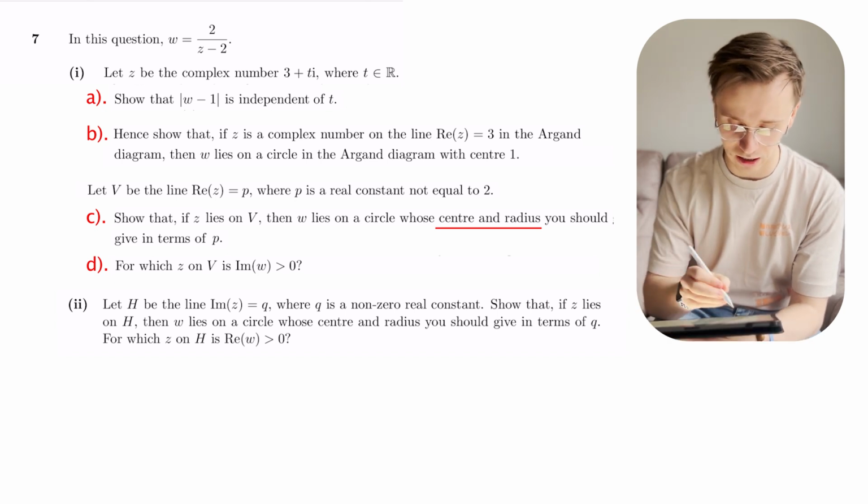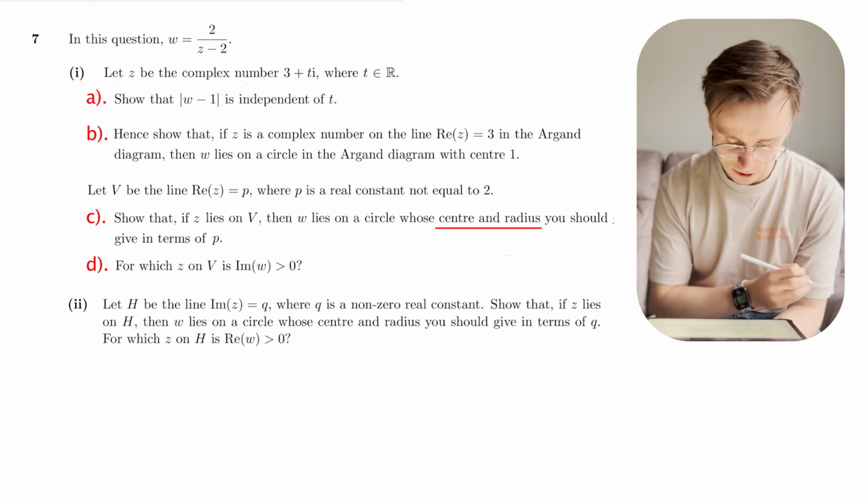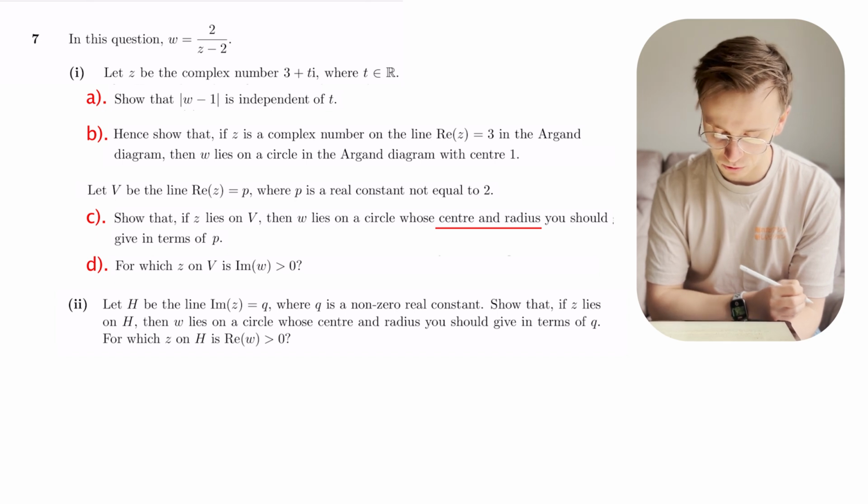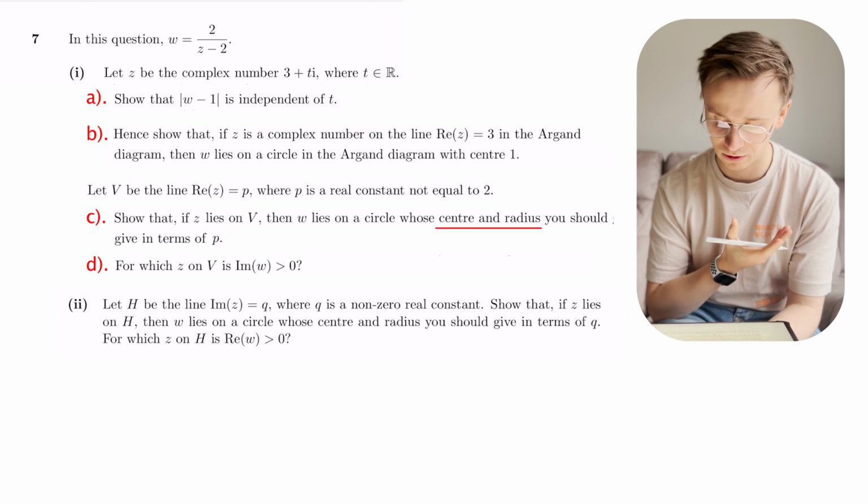Moving on to part II. Well, let h be the line imaginary of z equals q, where q is a non-zero real constant. So again, not a question yet, just a setup.